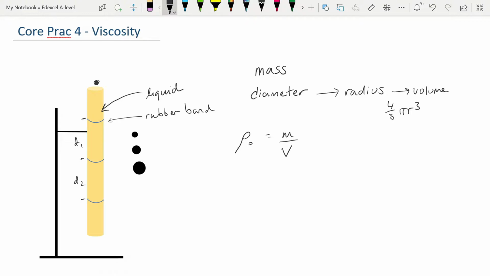The second thing you have to do is find the density of the liquid. And of course, to do that, you need mass over volume again. Slightly easier here, you put your measuring cylinder on a top pan balance, zero the balance, and pour in a known volume of the liquid, let's call it 100 milliliters. So you pour in your 100 milliliters and measure the mass of that 100 milliliters.